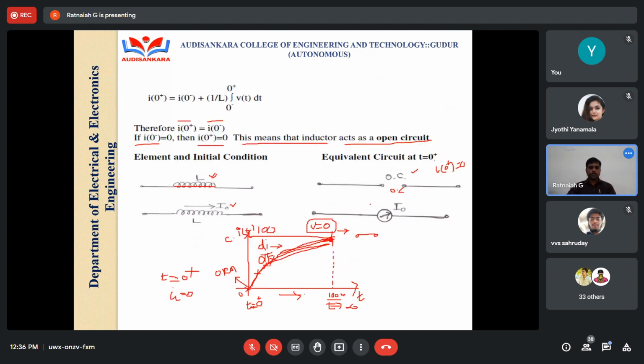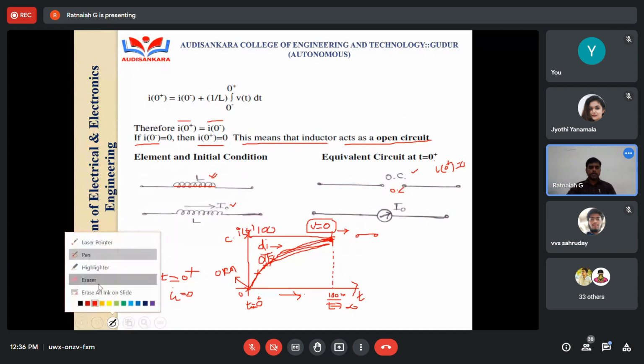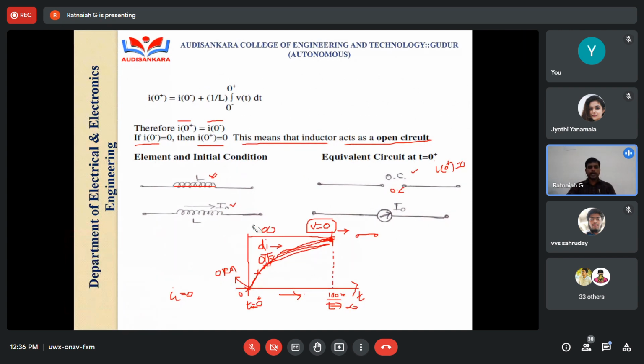Then what is I naught? Here there is an I naught. If there is any initial current in an inductor, how can the inductor be modified at that time? Suppose there is an inductor current.